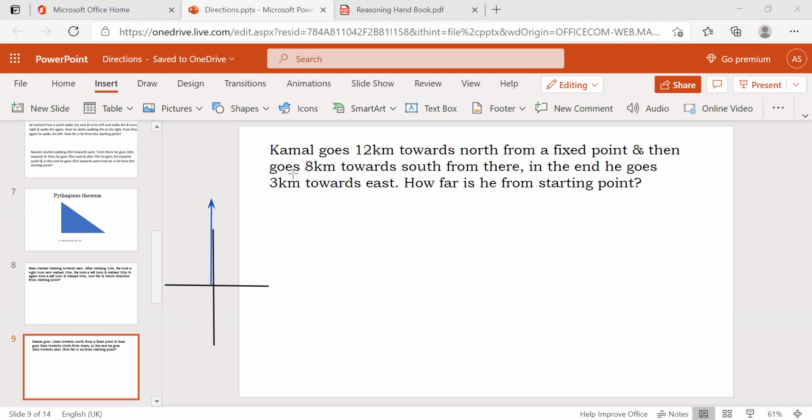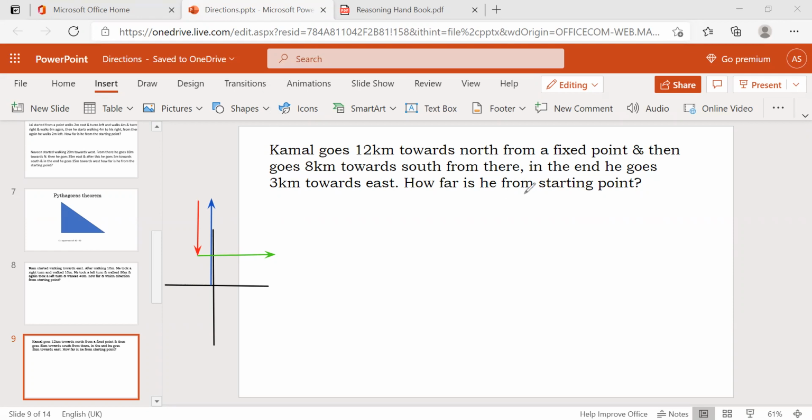Fixed point. And then he goes 8 kilometers towards south. Towards south means again reverse. In the reverse way, it comes from here, for understanding purpose. Okay, 8 kilometers south there. In the end, he goes 3 kilometers towards east. From here he is there, and towards east, how many kilometers? 3 kilometers, right?